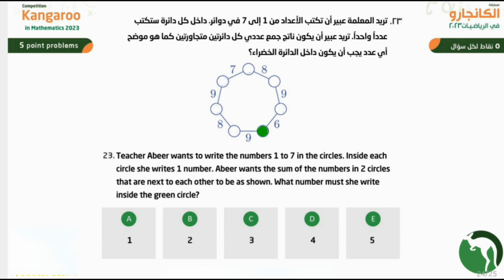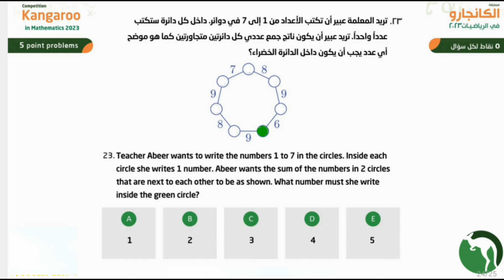Okay, now in question number 23, teacher Abir wants to write the numbers from 1 to 7 in the circles. Inside each circle, she writes one number. Abir wants the sum of the numbers in 2 circles that are next to each other to be as shown. What numbers must she write inside the green circle?